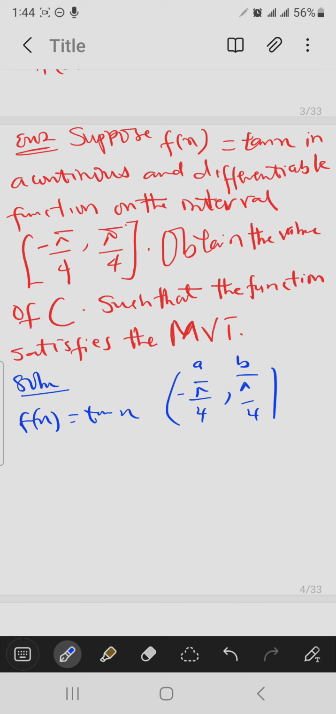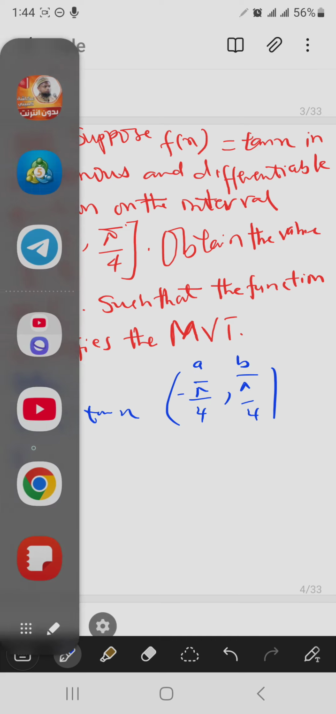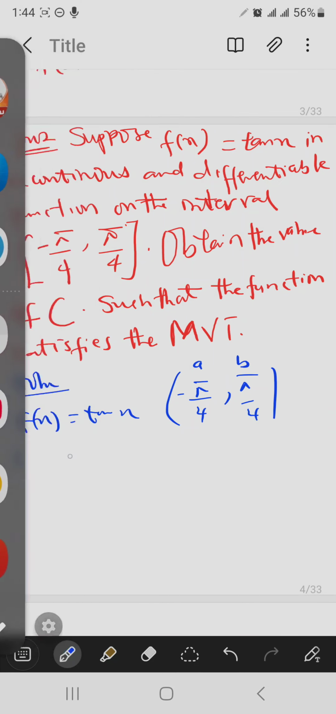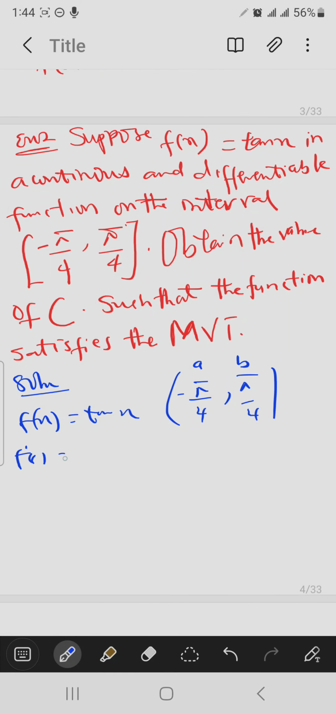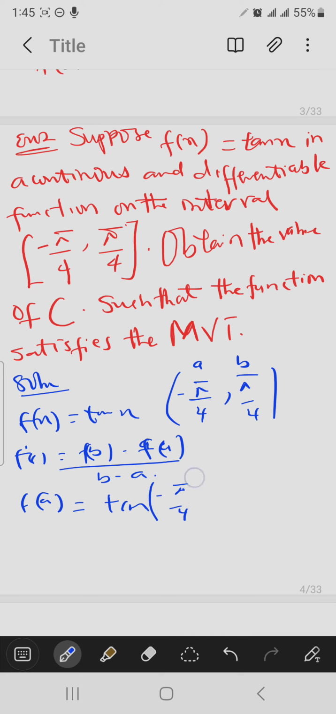So now what we are going to do is that we are going to know that f prime of c will be equal to what? F of b minus f of a over b minus a. What is f of a? What is f of b? Let's do that. Let f of a now be equal to what? Tan. What is the function? X will now be a, minus pi over 4. Pi in trigonometry is equal to 180.